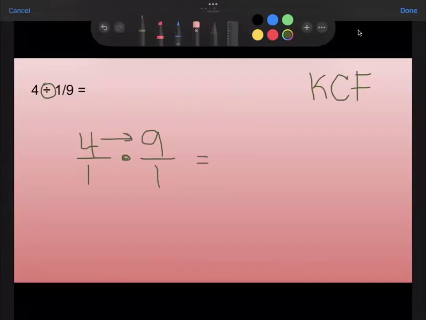Then I would multiply the numerators. So 4 times 9 is 36. Multiply the denominators. So 1 times 1 is 1. And any number over 1 is just that number as a whole number. So our answer here would be 36. What that means is if you have 4 wholes, and you divide them into pieces that are 1/9 of each of those wholes, you would end up with 36 pieces.